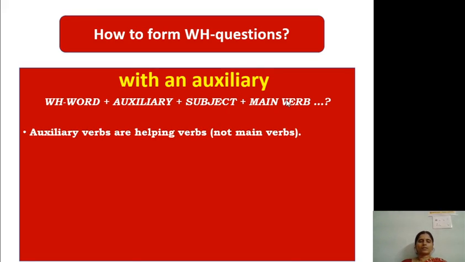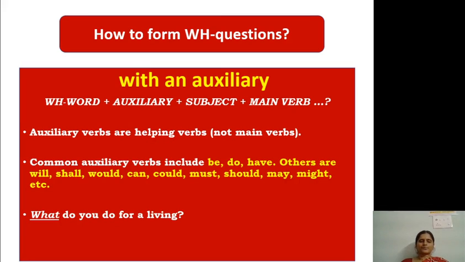Let us see in an example. Auxiliary verbs here mean helping verbs, and they are not the main verbs. So we have two verbs in a sentence. One is the main verb, the other is the helping verb. So auxiliary verbs come under helping verbs. Common auxiliary verbs include be forms, do forms, have forms, and modal verbs also.